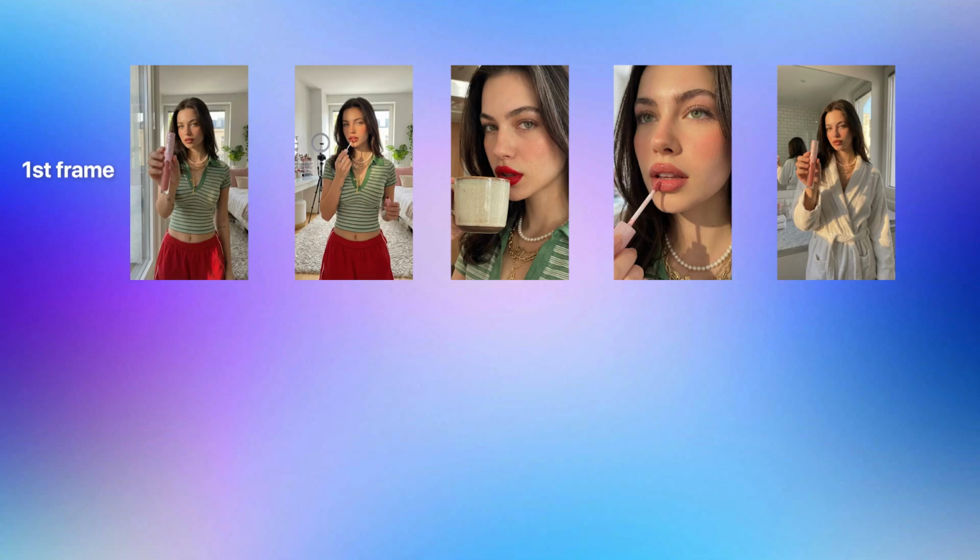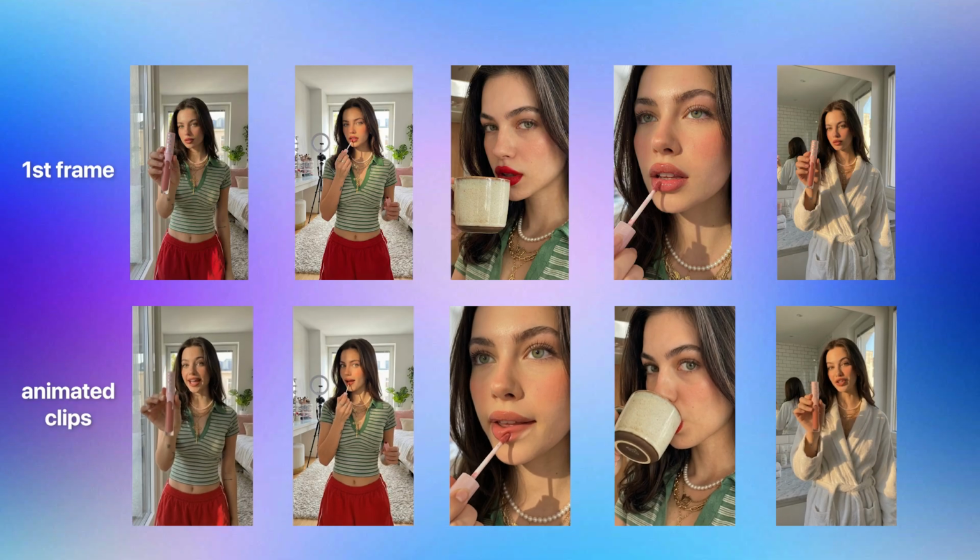Now the thing that we're going to do is generate the first frame for each shot in my shot list. So basically one image per shot. And this is what I'm going to use as a starting frame when I animate the clips in the next step. So for example, for the first frame, I needed the girl to be in her room holding the product.